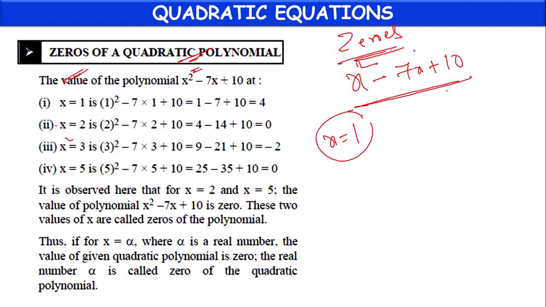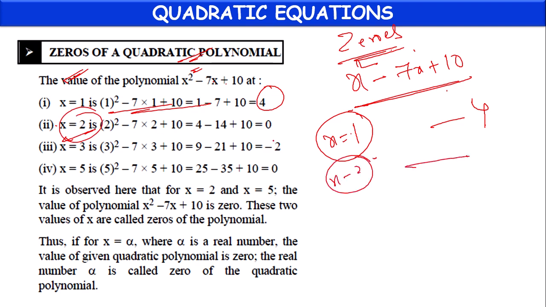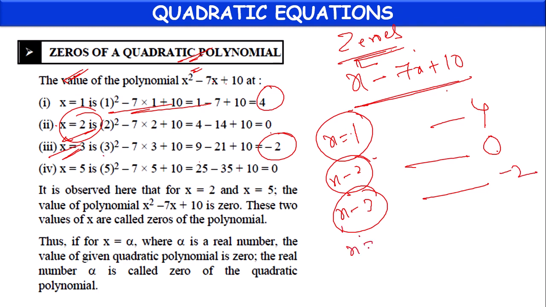At x equal to 1, if we substitute the values, we are getting the answer 4. At x equal to 2, if we substitute the values, we are getting the value 0. At x equal to 3, if we substitute the values, we are getting minus 2. At x equal to 5, when we are substituting the values, we are getting answer 0.